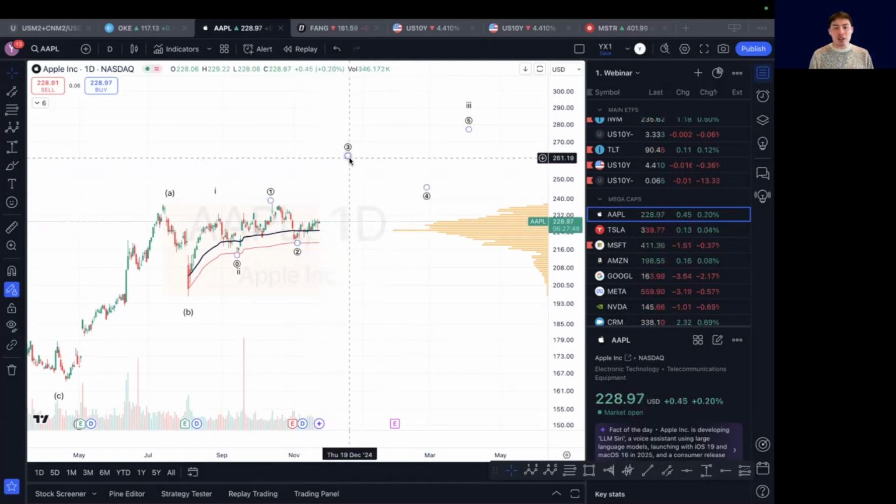And I think in the near term, we could see 260 being reached soon. And Apple has just rolled out its Apple Intelligence in English-speaking countries. So some of the catalysts could come from positive feedback from there and positive iPhone sales.